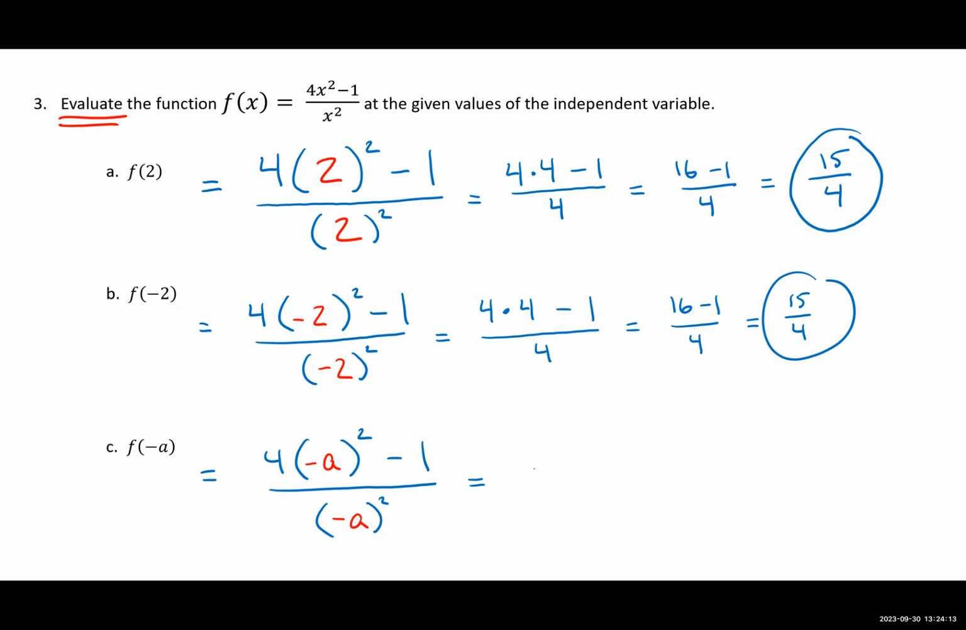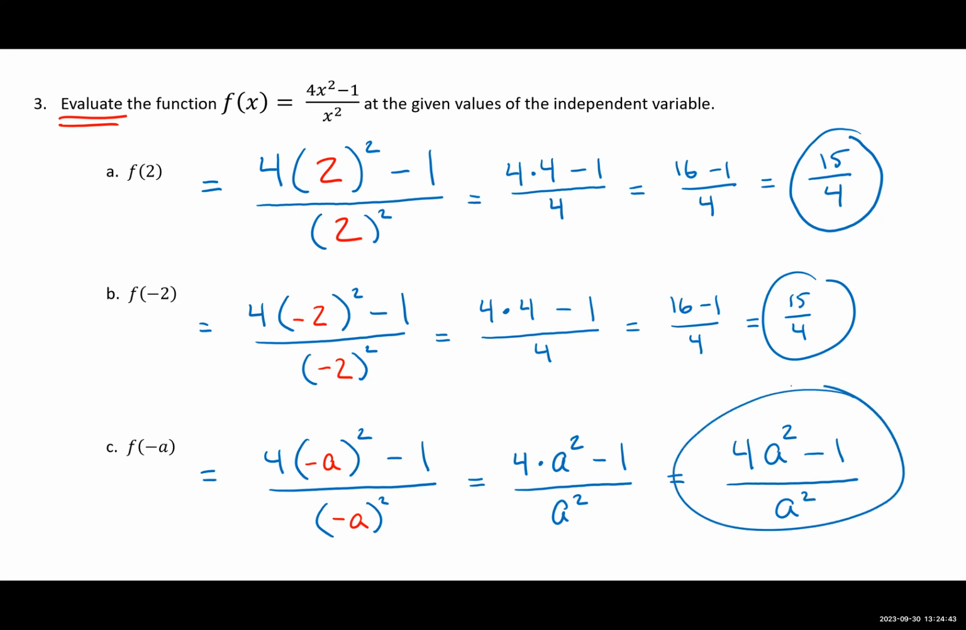So 4 times, well, -a squared, that's -a times -a. Negative times negative is a positive. So that would give us 4 times a squared minus 1 divided by a squared. We don't need that dot there. We could write, with multiplication, we don't need a symbol, 4a squared minus 1, all divided by a squared. So that would be evaluating the function.